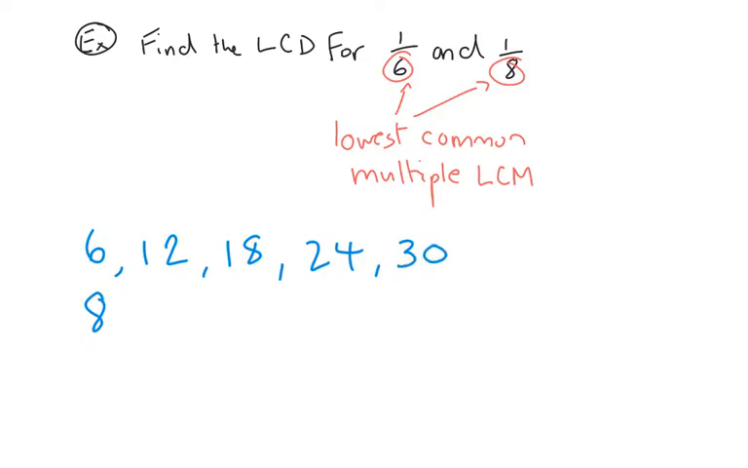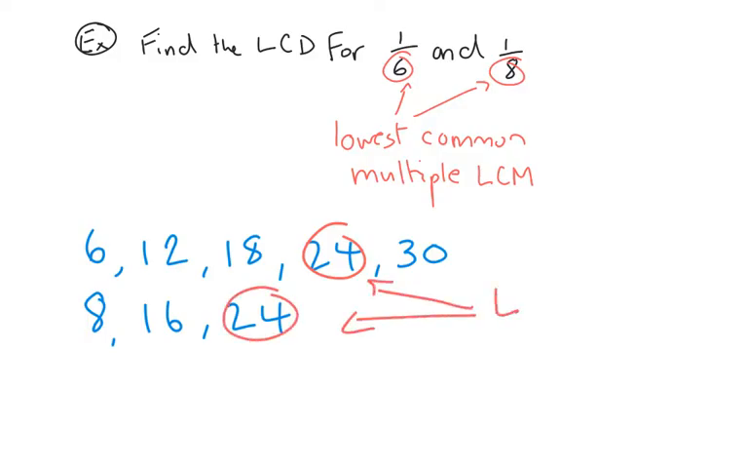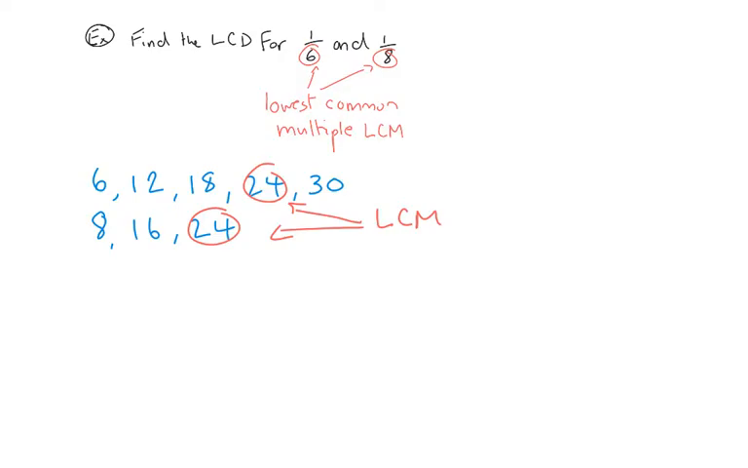Now we're going to look at 8. 8 plus 8 is 16. 16 plus 8 is 24. Now, you might notice that we have a common number between these two sets of multiples, and that is 24. So 24 actually is the lowest common multiple. Now that we have the lowest common multiple of 24, we can answer the question.